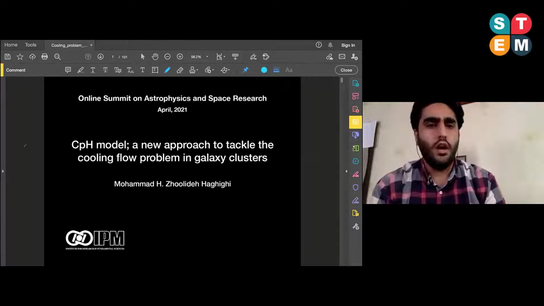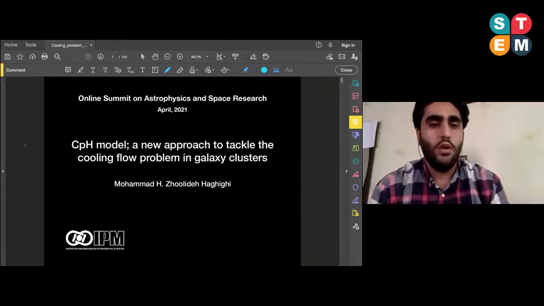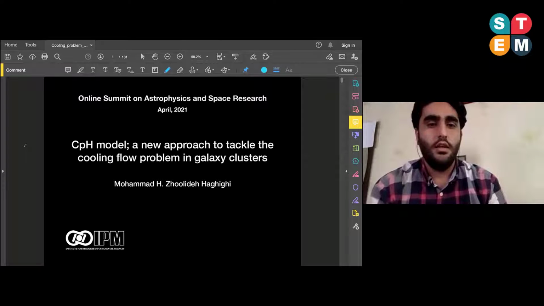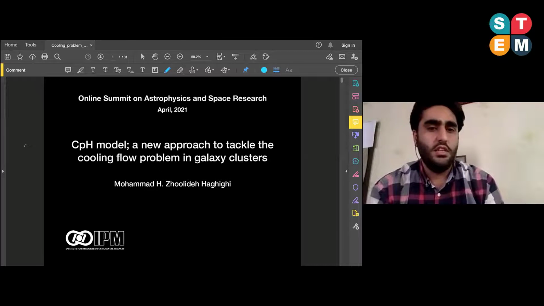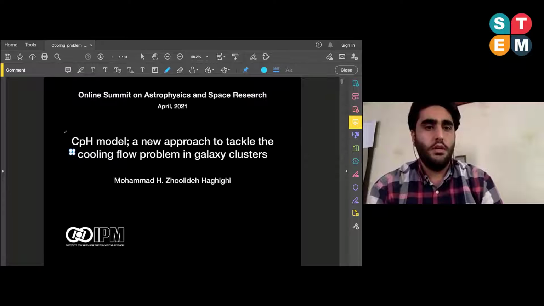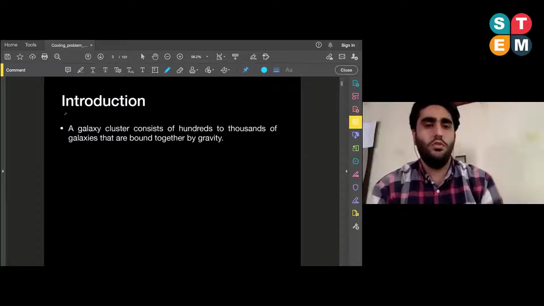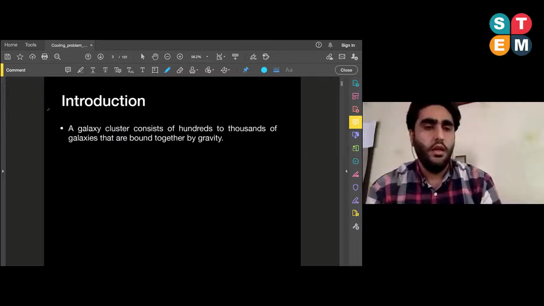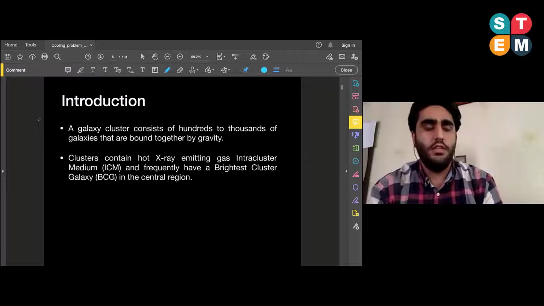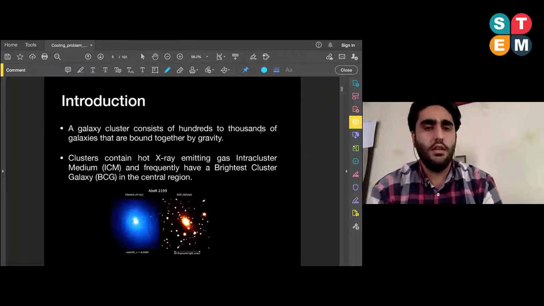Okay, so I'm going to talk about the CPH model, which stands for cooling plus heating model, which is a new approach to tackle the cooling flow problem in galaxy clusters. To begin with, as an introduction, I would like to help you become familiar with clusters of galaxies.